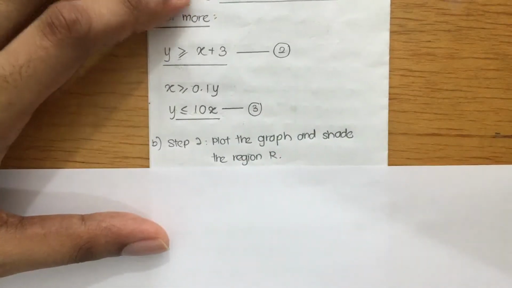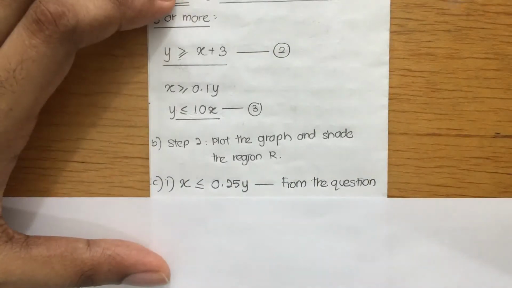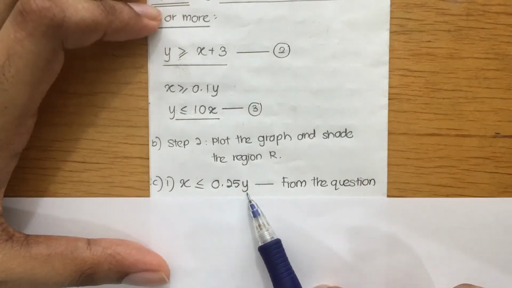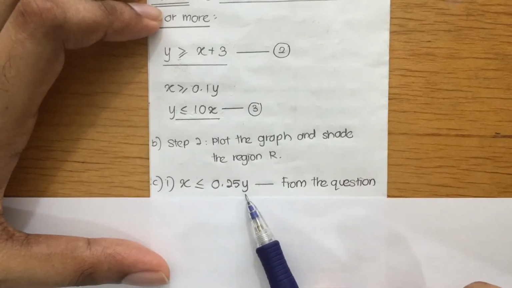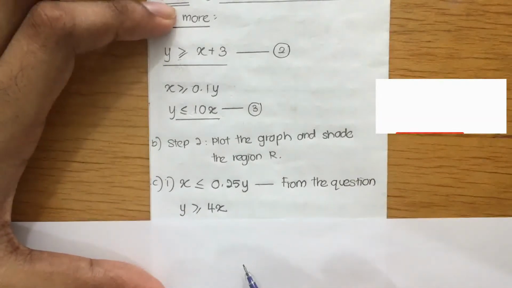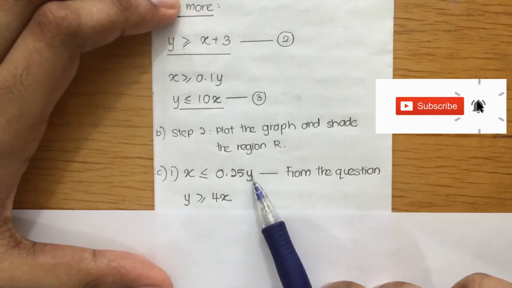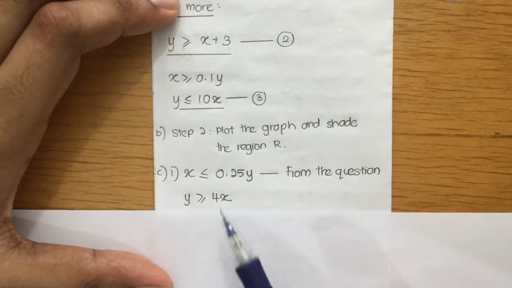Okay, moving on to question part C. From the question, they mentioned that the number of supervisors should be 25% of the number of general workers, guys. This is based on the question. So we need to express y in terms of x. You flip this inequality and express y in terms of x. So you should get y more than or equal to 4x.